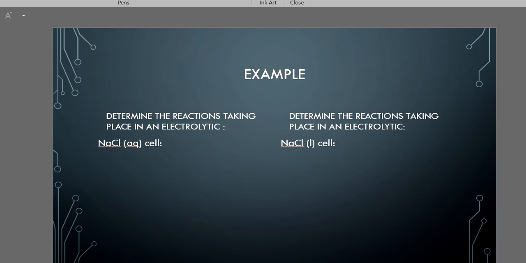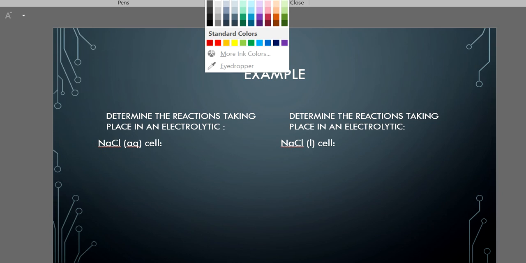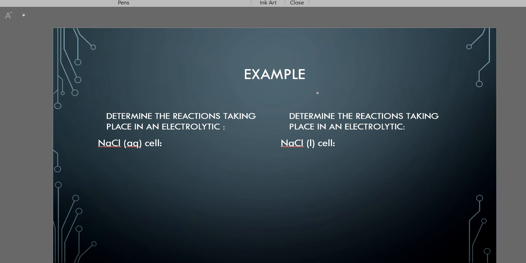But to explain that really clearly to you, we're going to look at these two examples. So two cells. We're going to have a sodium chloride aqueous cell versus a sodium chloride liquid molten cell. So the L here means we are pure Na positive, Cl negative.